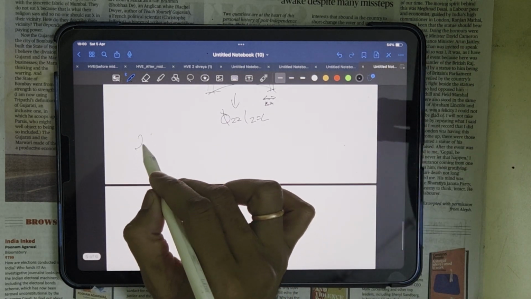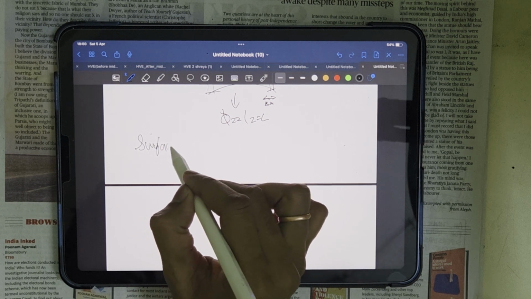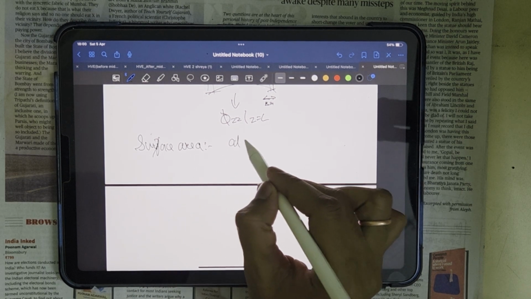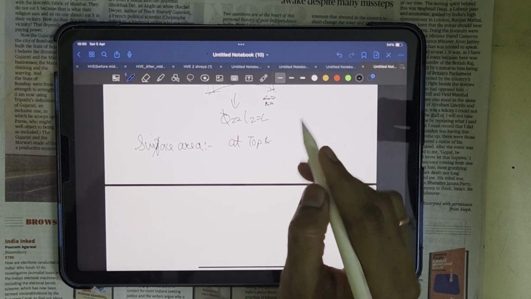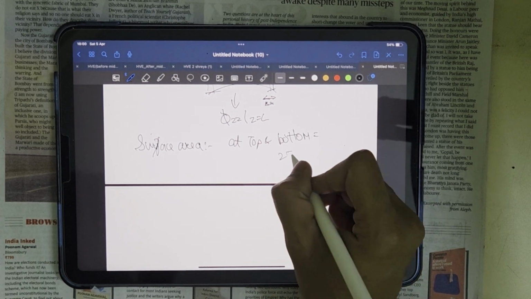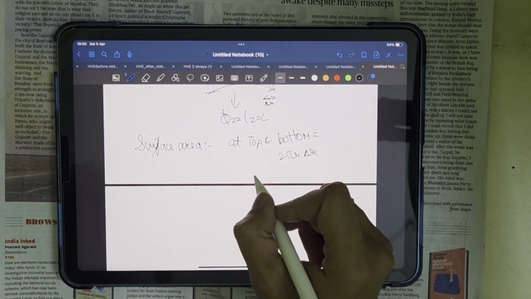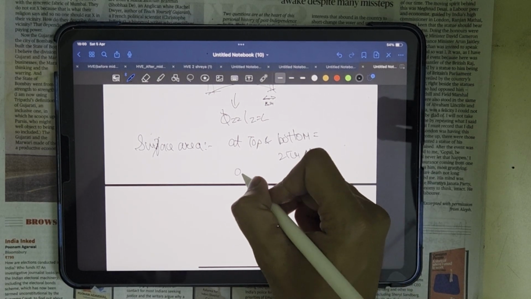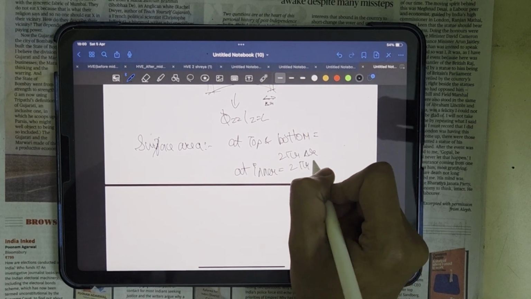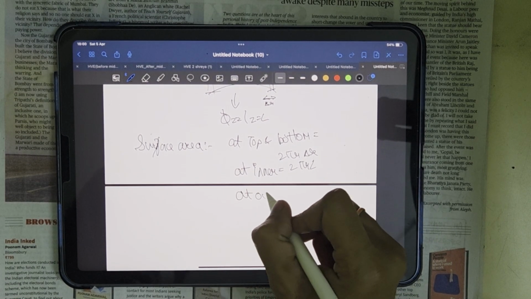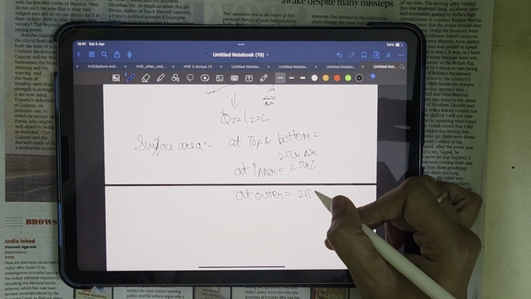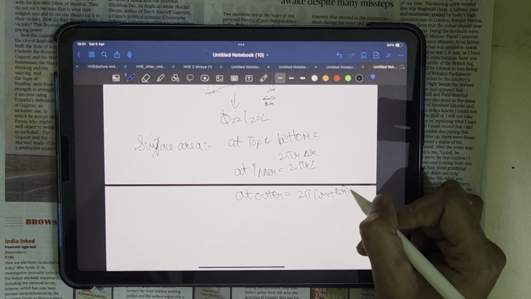The surface areas for the different sections are as follows. At top and bottom, it is equal to 2 pi r delta r. At inner it will be 2 pi r L, and at outer the surface area will be 2 pi (r plus delta r) into L.